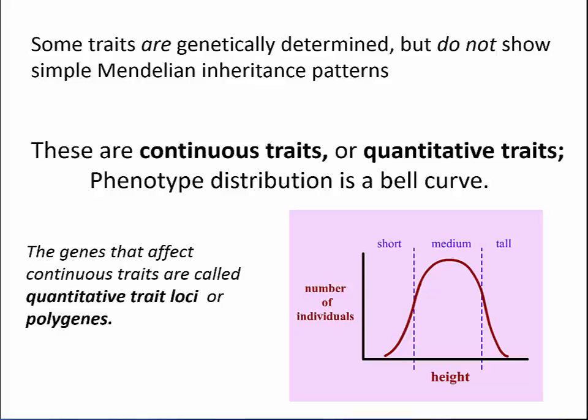And quantitative traits tend to give bell curves in the population. Now, the reason why we have a bell curve is that this phenotype is actually determined by many different genes. So the genes that contribute to traits like this are called quantitative trait loci, or also called polygenes.